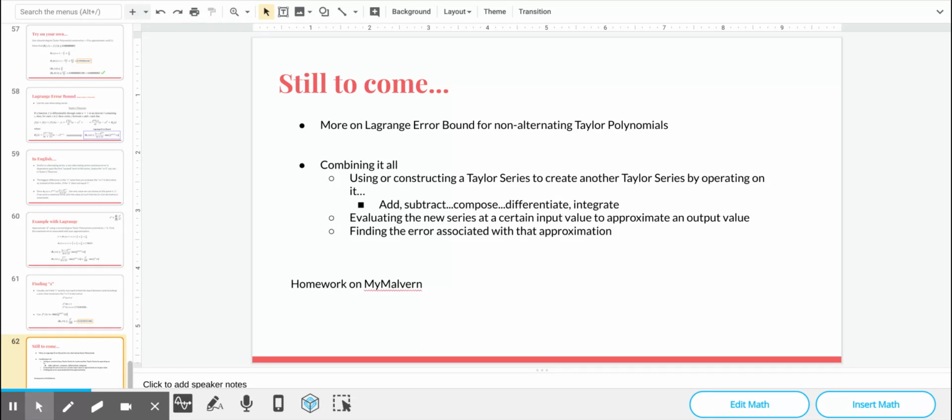We're going to take those new series. We're going to find approximations for certain input values. And then finally, we'll use either error, whether it's alternating series or Lagrange, to talk about the maximum error associated with that approximation. And that pretty much wraps everything up for us, which is exciting.